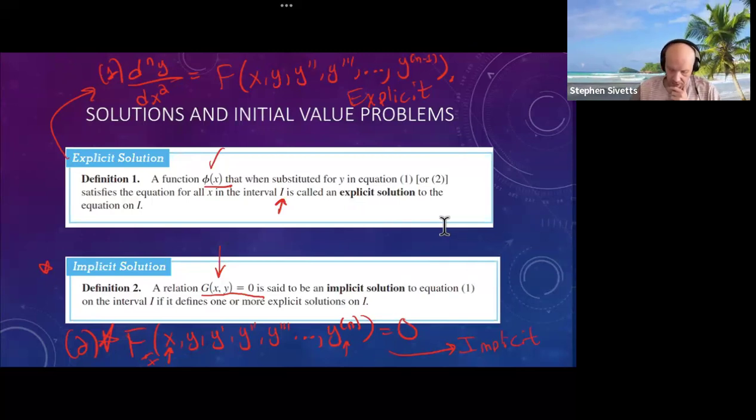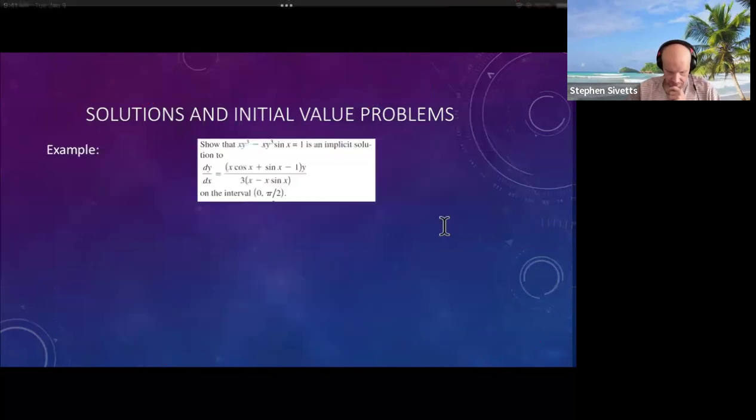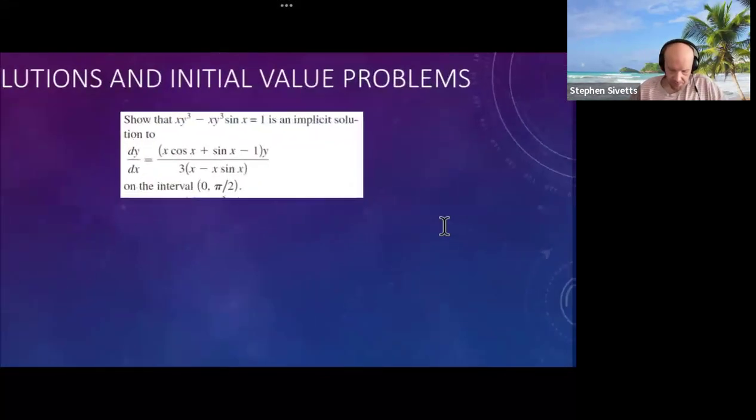And if you have an implicit expression, so you have G of x, y equal to 0. If it's an implicit solution, it has to satisfy this equation here, right? So the implicit equation. So let's go over some examples on how we would show this. Okay. So here's an example.